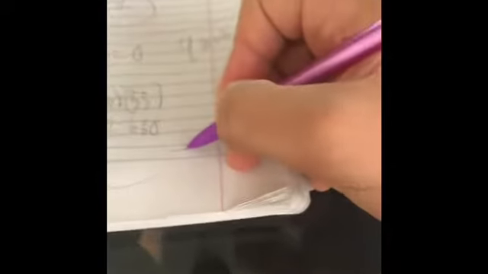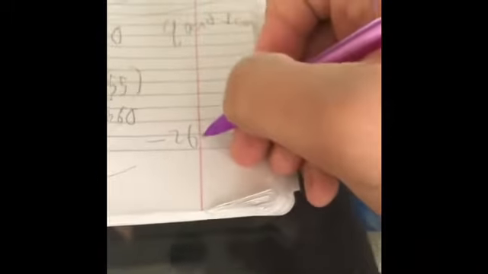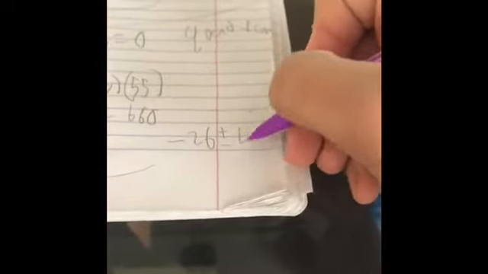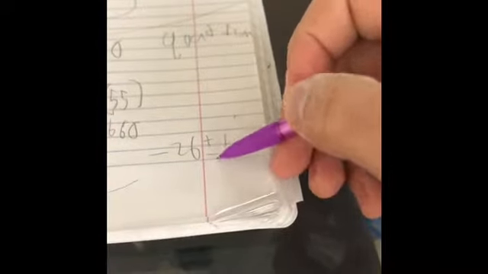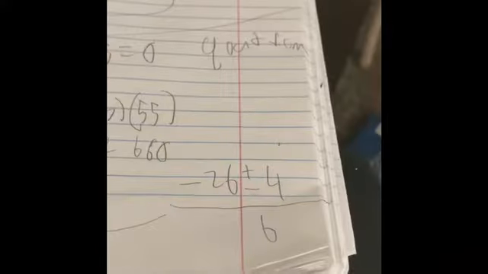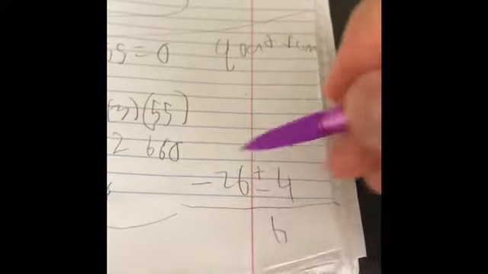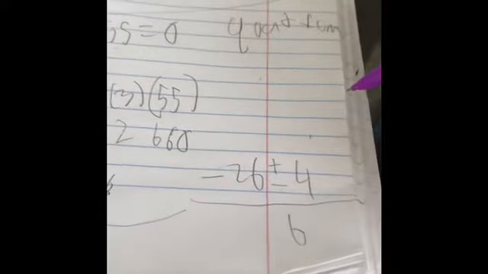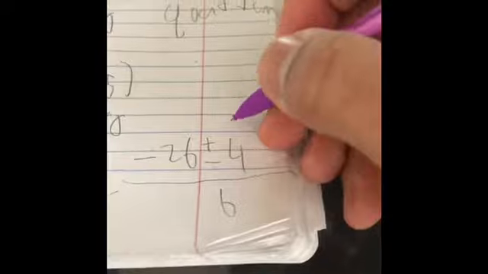So now our final thing is negative 26 plus or minus 4. Let me change this. This is supposed to be negative 26, not b. Negative 26 plus or minus 4 all over 6. So then, once we're done there, we have to do plus or minus. So negative 26 plus 4 is negative 22.